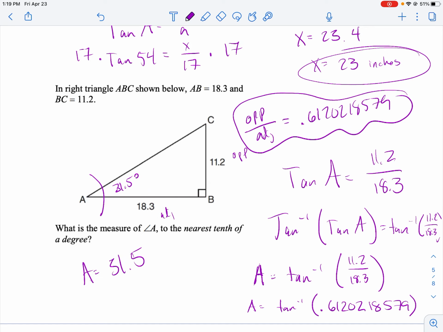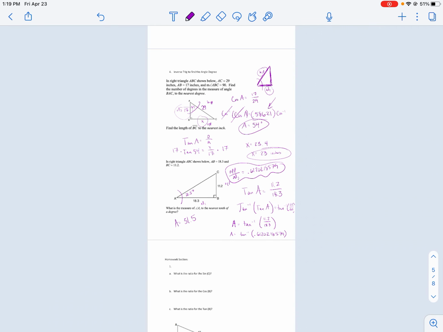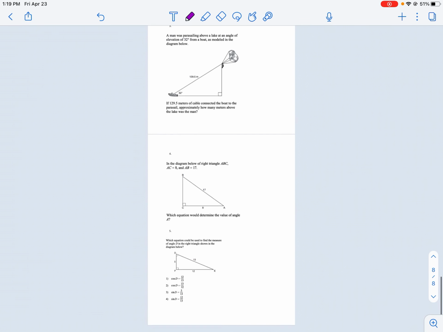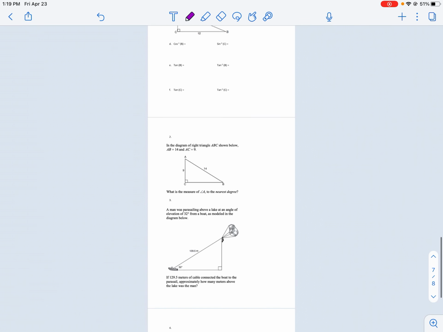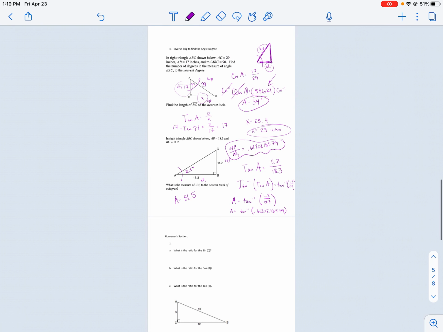So hopefully, I think that's all of them. The rest is for homework. Okay, 1, 2, 3, 4, 5 homework problems.